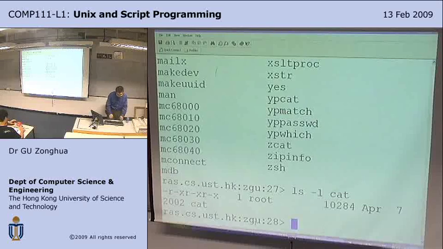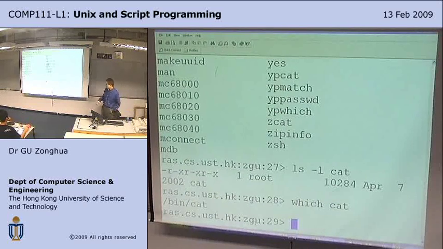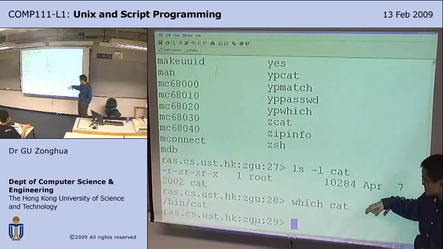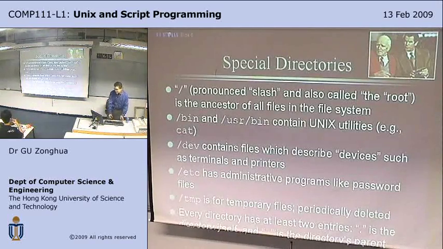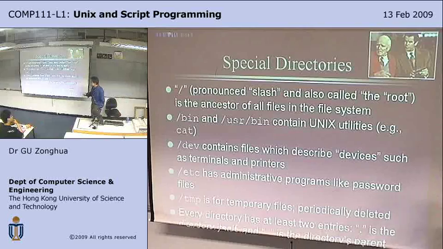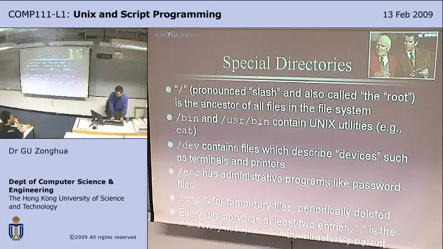So actually you can see which cat stands for which. When you invoke cat, which cat is it? You may have multiple binary files called cat in different positions in your file system. Which one are you invoking? So which tells you which one. And /usr/bin contains some other utilities.